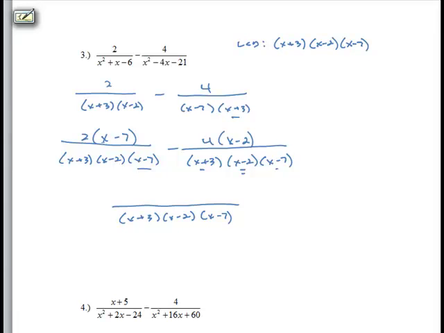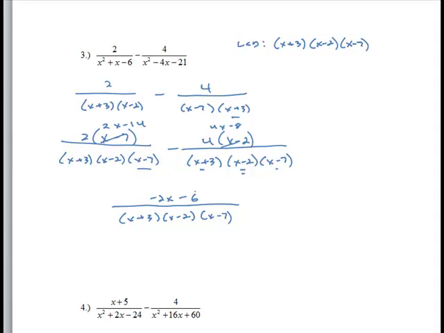Simplify the first numerator, distribute that 2, gives us 2x minus 14. The second one, distribute the 4, 4x minus 8. So when we combine like terms, 2x minus 4x gives us negative 2x. Negative 14 minus a negative 8 becomes negative 14 plus 8, or negative 6.